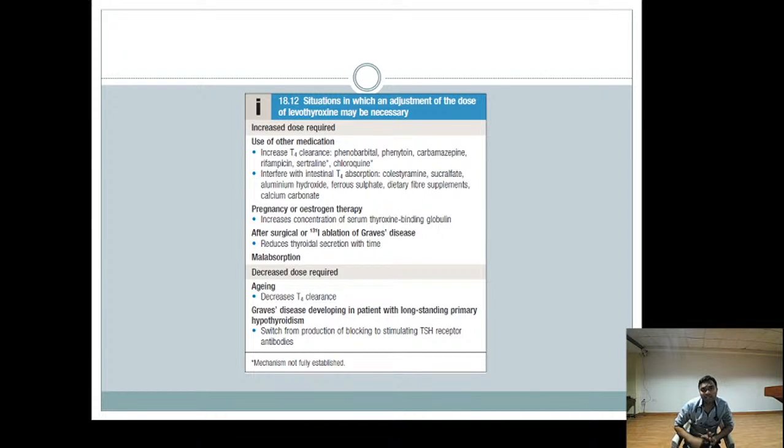That is when the patient is on drugs which increase T4 clearance, that is phenobarbital or phenytoin, and drugs which decrease intestinal T4 absorption like cholestyramine, sucralfate, or aluminum hydroxide. And in pregnancy also there is an increased dose, because there is an increase in thyroxine binding globulin, and in malabsorption cases. And a decreased dose is required in aging, because there is decreased T4 clearance.